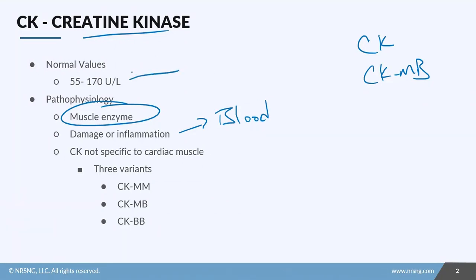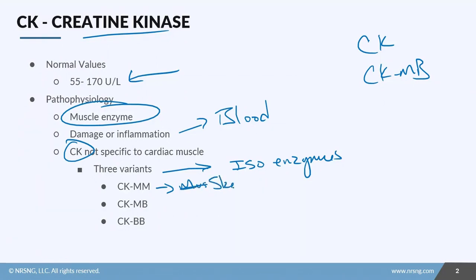The normal value is going to be 55 to 170 units per liter. The other thing that's important to note is that CK is not specific just to cardiac muscle, but there are these three variants called isoenzymes, and they are specific to different types of muscle. So CKMM is specific to skeletal muscle, not just every muscle, skeletal muscle. CKMB is specific to cardiac muscle, and CKBB is specific to the brain. The one that we're worried about today is CKMB and also CK.